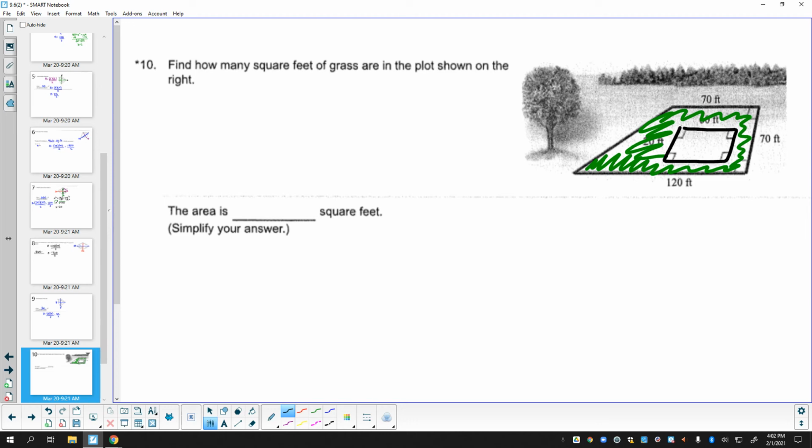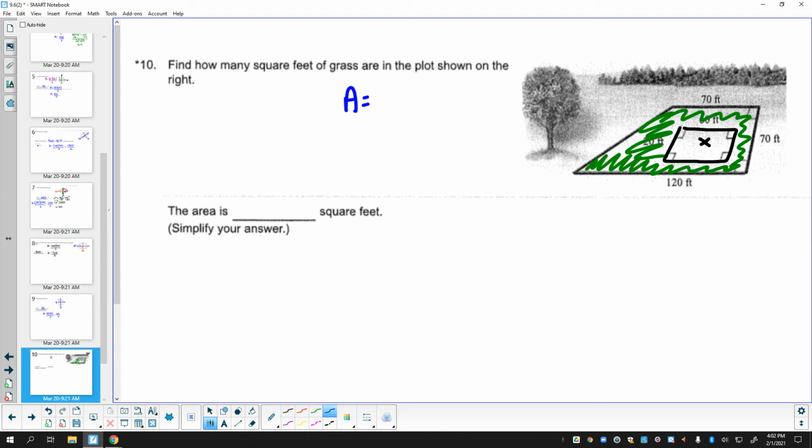So I want to figure out how much area is taken up by the grass. So I'm going to have to find the area of this entire trapezoid, and then I'm going to have to subtract off this part right here that's concrete, because there is no grass there. So finding the area of the trapezoid.